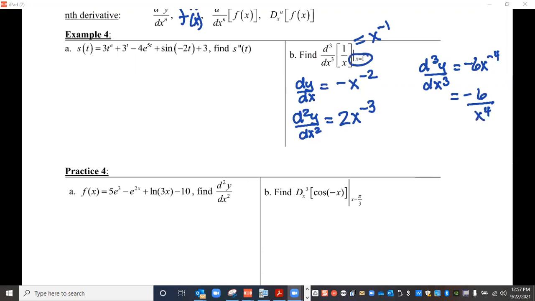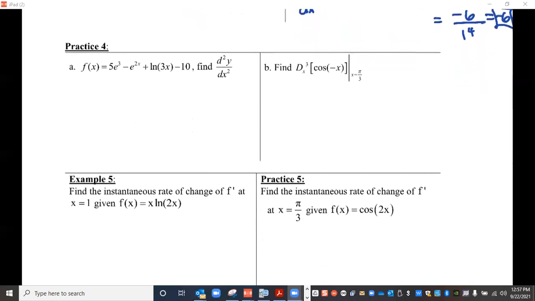Now, what's that subscript right there asking you to do when you see that x equals 1? What's that asking you to do? Plug in 1 into the third derivative. So to find the third derivative at x equals 1, I'm simply going to plug it in for x. So negative 6 over 1 to the fourth is negative 6. So remember, if you see that subscript, you're simply finding the value of whatever derivative they're asking you for.